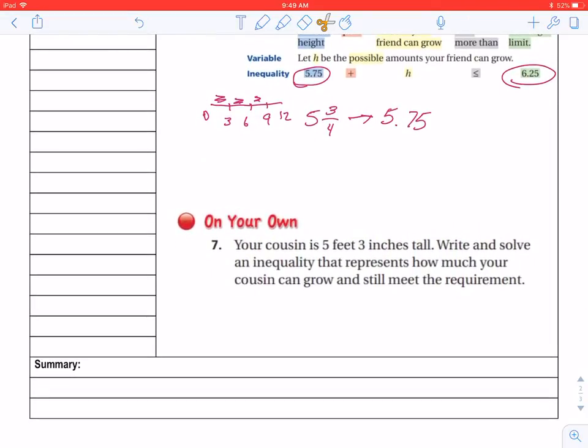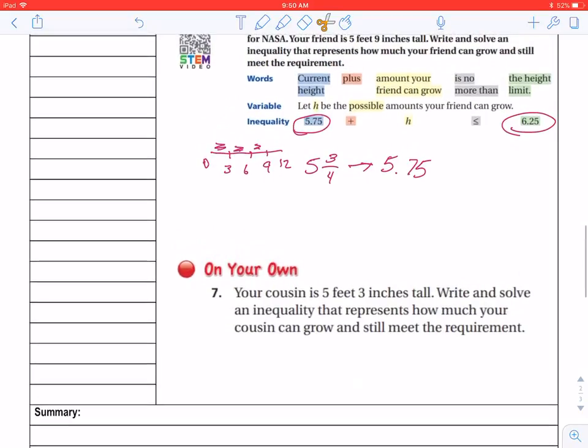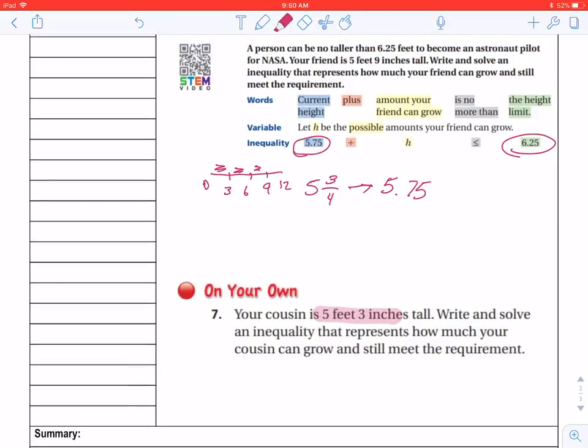Okay, and then so we're given the inequality, but now we need to determine on your own, your cousin is 5 feet 3 inches, so that's a different height. Write and solve an inequality that represents how much your cousin can grow and still meet the requirements. So you just have a different height here, but the question is still the same. So you've still got the same information as over here, but now you're given a different height. You need to turn that height into its decimal form, just like I did over here, and then write the rest of the inequality out. Hint, hint, it's going to be the same information as the top, but you're just changing this number. The 5 75/100 is going to be different for somebody who's 5 feet 3 inches.